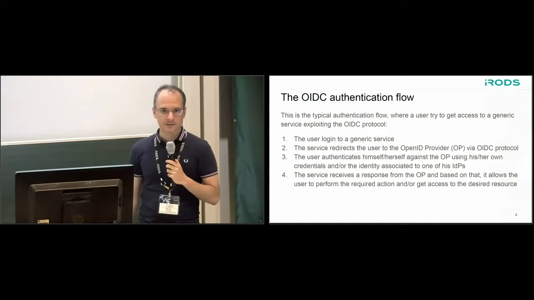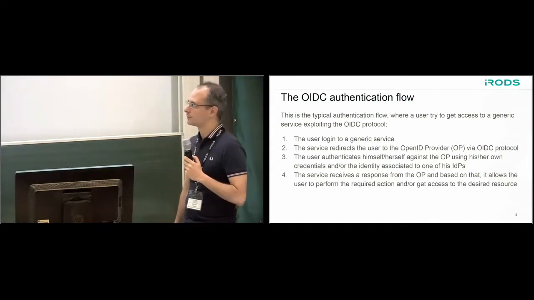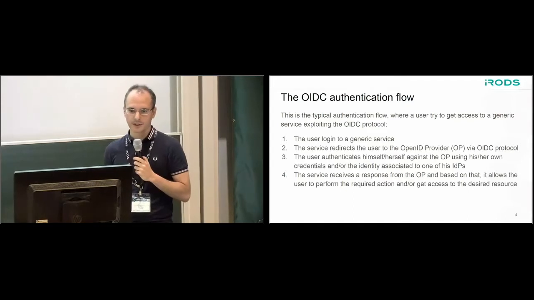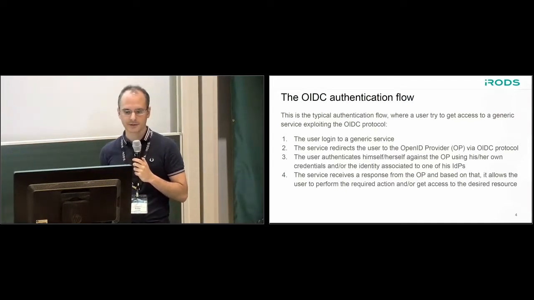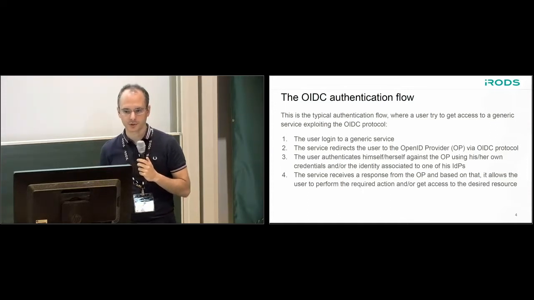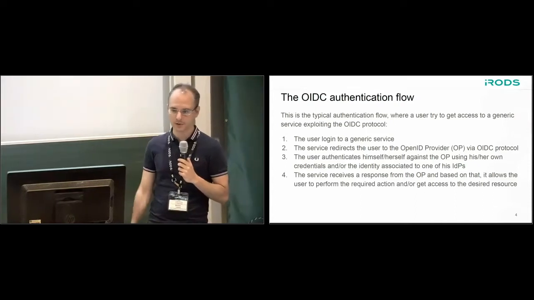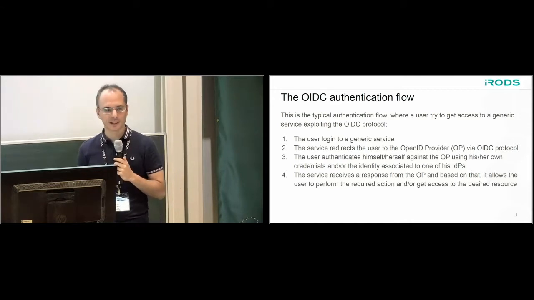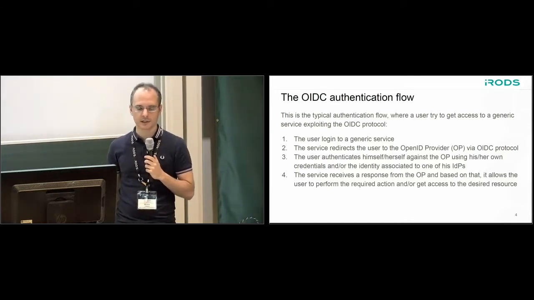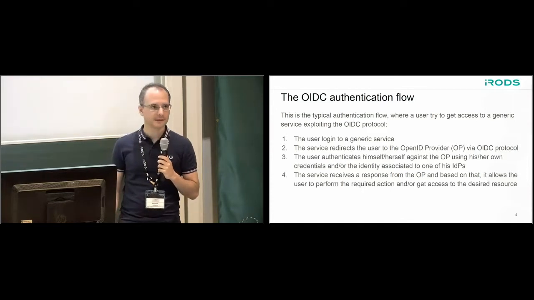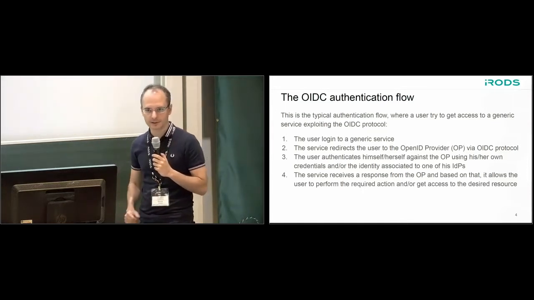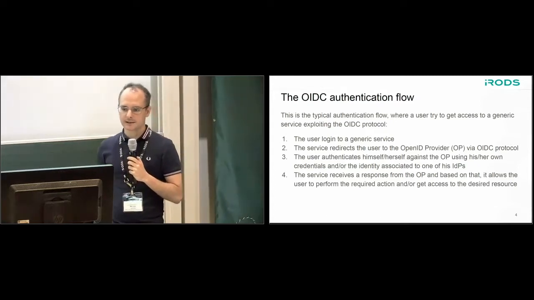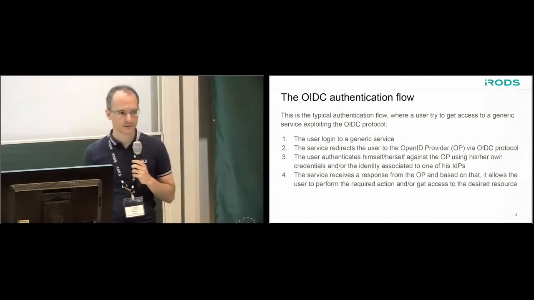How does OIDC work? Probably most of you know the OIDC protocol. In general, the user logs in to a generic service, so the user must log in. The service receives the authentication request and redirects the user to the OP, the OpenID provider, using the OIDC protocol. Then the user authenticates towards the OP using his or her own credential or indicating a different affiliation or identity provider, but anyway. And then the OP authenticates the user and the service receives the response and authorizes the user to use the service.